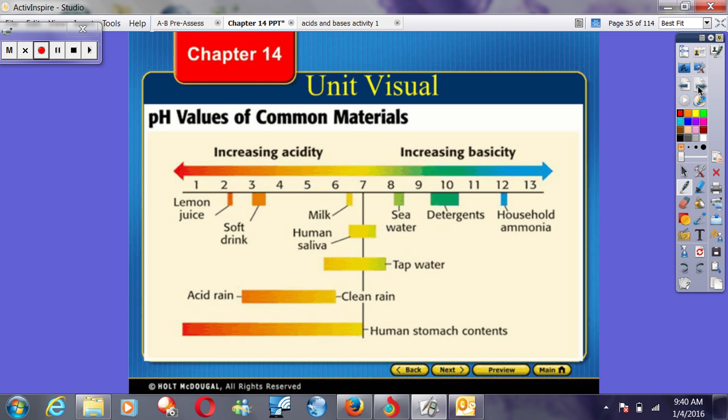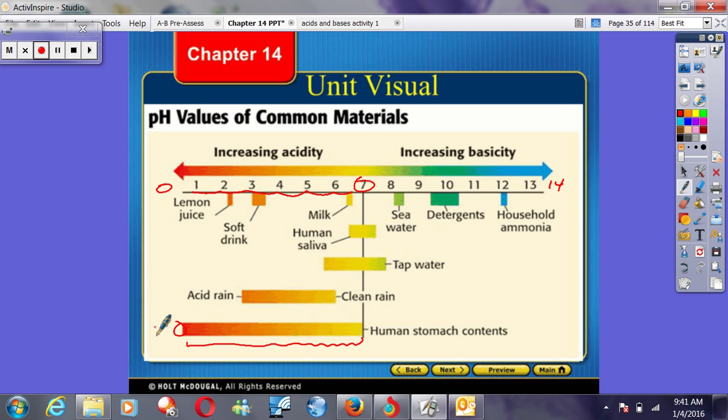Moving forward, this is our unit visual. This is something we'll focus on more towards the end of the week. We'll reference it a few times. You can see the scale, and this is not a great picture of it, but the scale goes between 0 and 14. So 0 here and 14 there. 7 is neutral, it's in the middle. 7 is neither an acid nor a base. The further you move down from 7, so 7, 6, 5, 4, 3, 2, 1 to 0, the more acidic it becomes. So 0 is the most acidic substance you can have, and you can see the only thing on there is human stomach contents. Human stomach contents can be anywhere along this line, but definitely a 0.